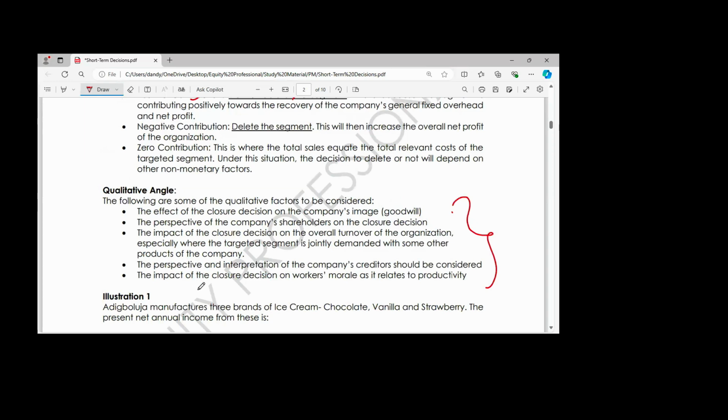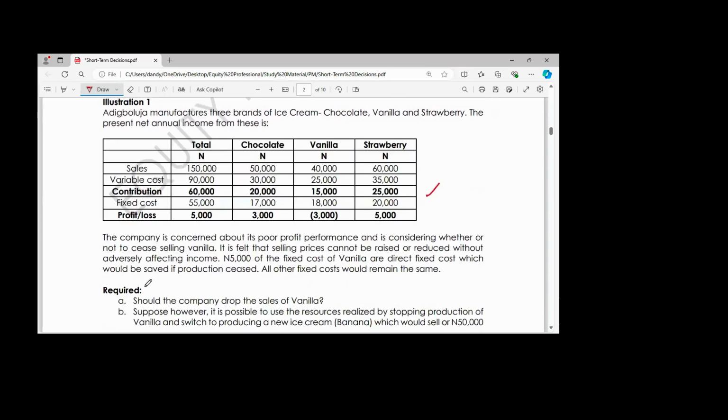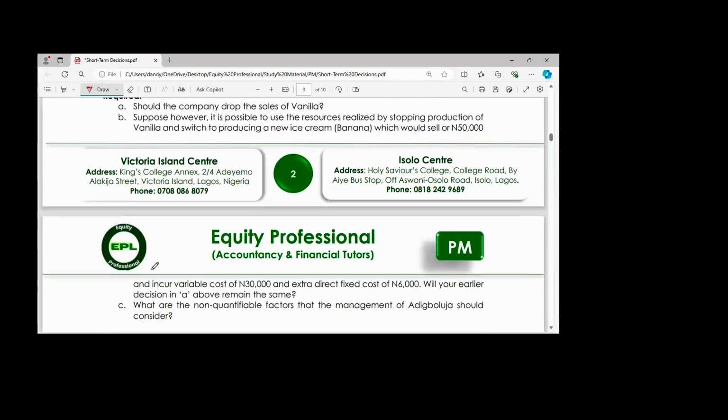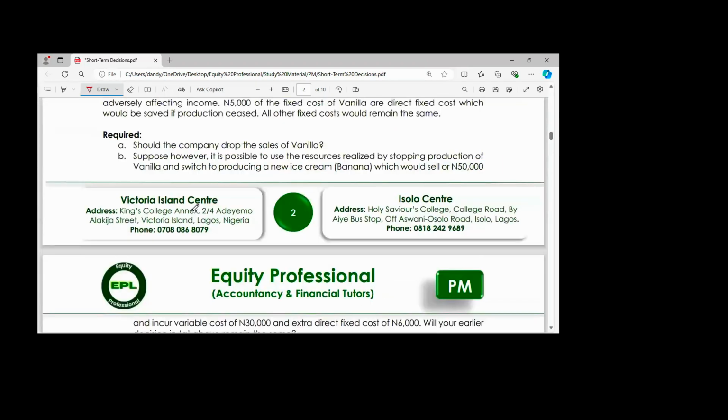So yes, and then we solved illustration number 1. Let's have another illustration now. I'm not sure we can complete this topic today, but let's see where we are going to finish tonight. Then, yes, let's have another illustration.